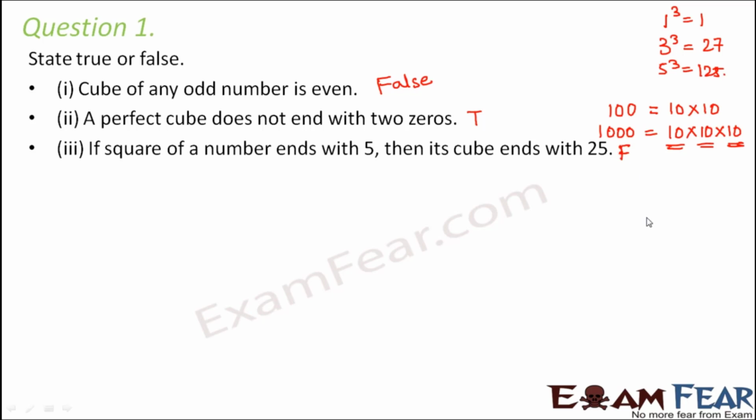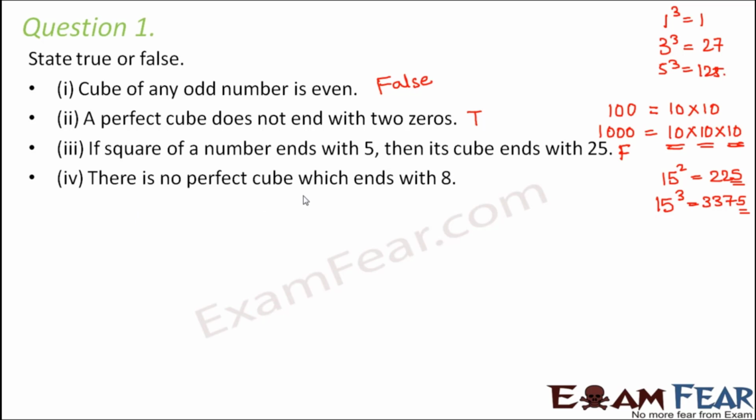Let me give you some examples. For example, 15 square is equal to 225. So the square of 15 ends in 5. But when you find 15 cube, it is 3375. This also ends in 5, but not 25. So the square of a number ending with 5 ends with 5. The cube of a number ending with 5 also ends with 5.